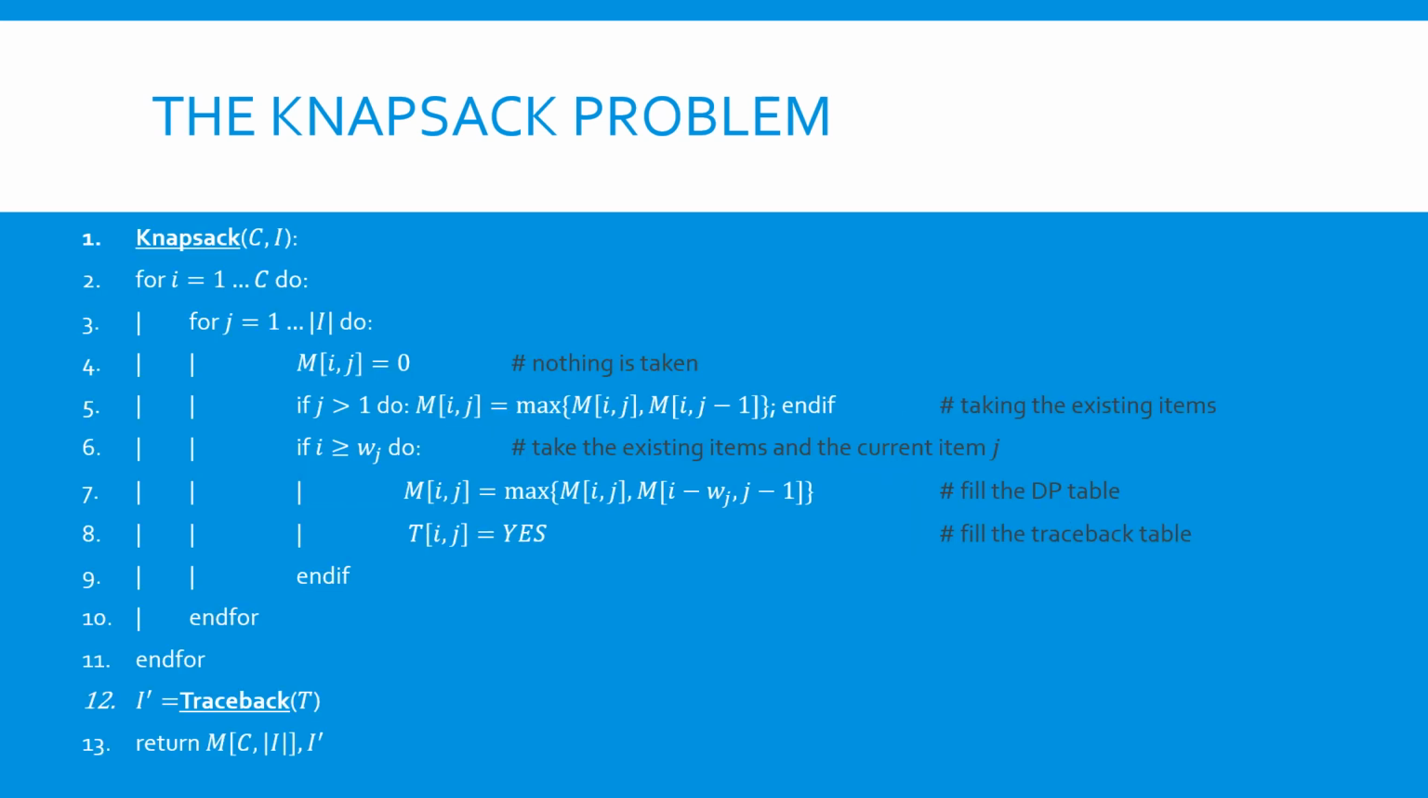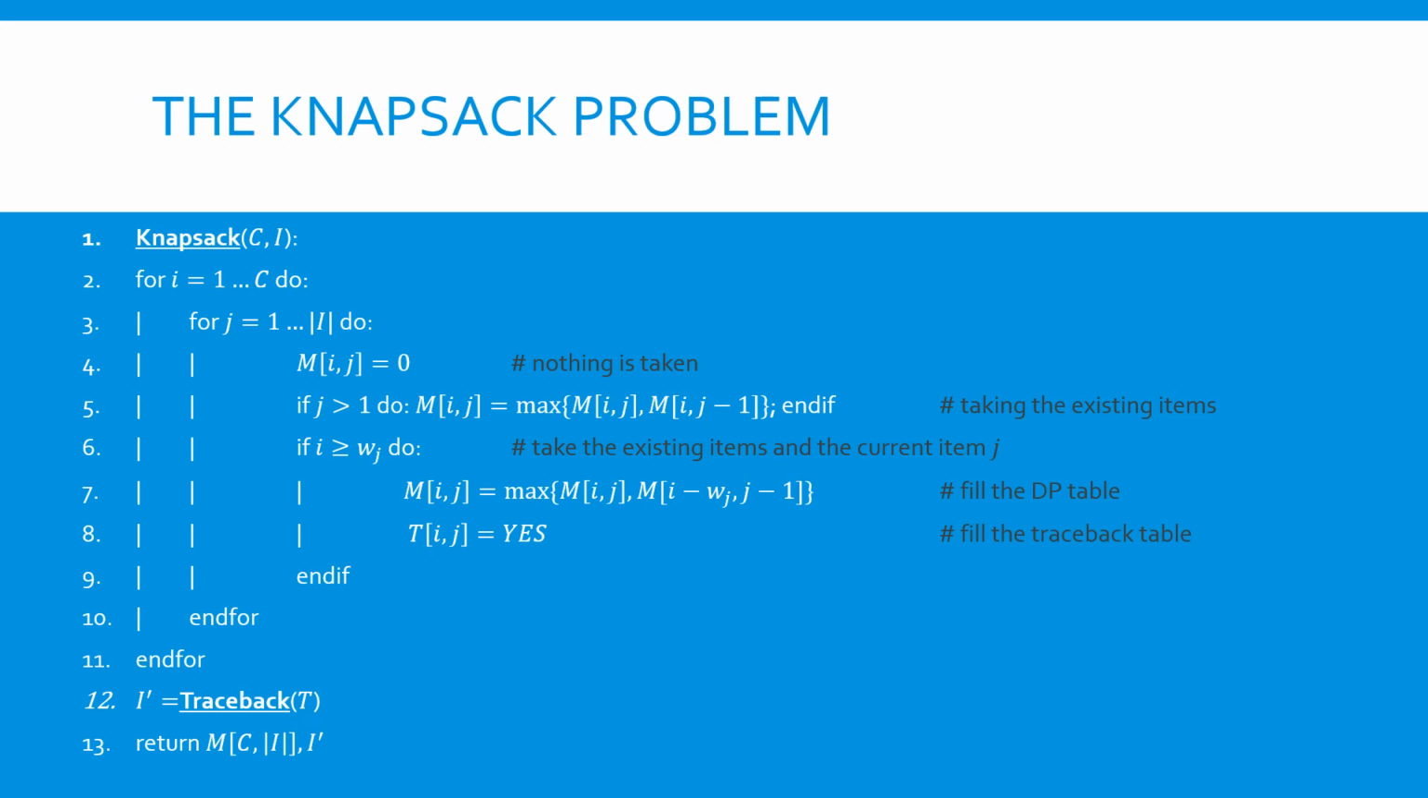We summarize the algorithm as pseudocode here. The for loops in lines 2 and 3 implement the left-to-right, row-by-row table filling order. Line 4 initializes the entry with the smallest possible value, 0, representing the case where no items are selected. Line 5 handles the scenario of not selecting item J by only inheriting the current selection if it is not empty.